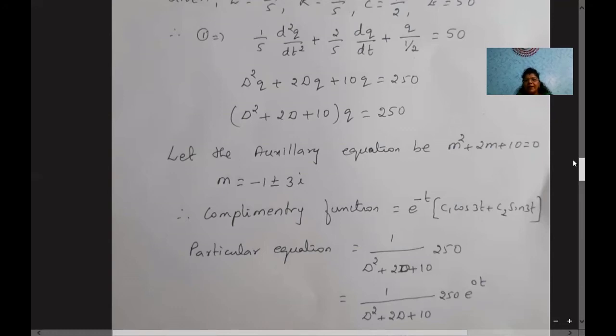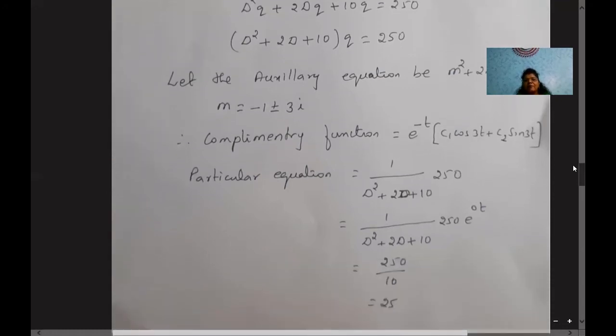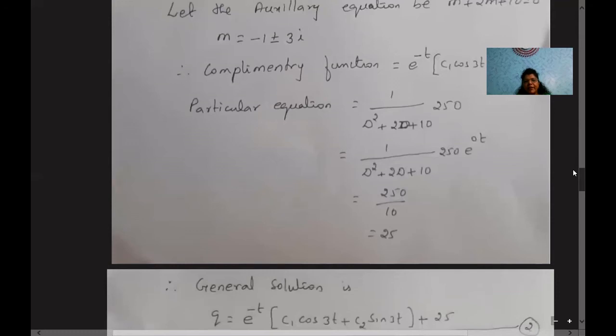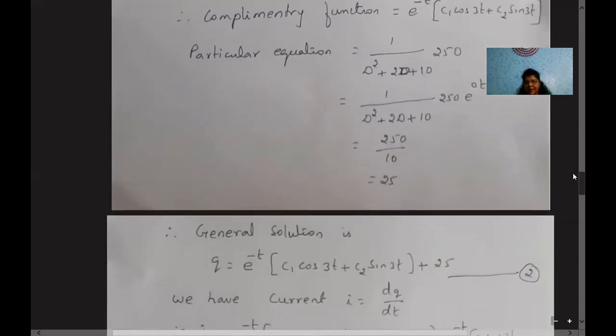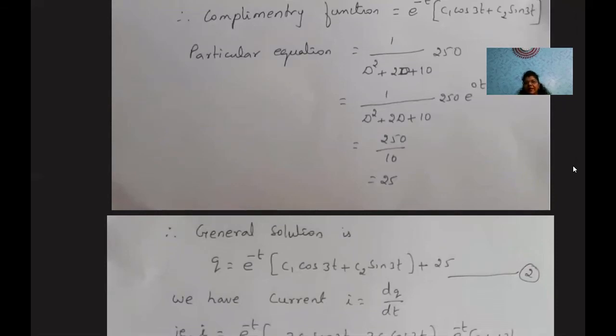Now the particular integral: 1 by D square plus 2D plus 10 of 250. Again 250 is a constant. So to use case 1 of the particular integral, we want e power ax, here e power 0t, because the constant 250 can be written as 250 into e power 0t. If it is e power 0t, what value do we substitute for D? D is equal to 0. Substitute, and you will get 250 divided by 10, which is 25.